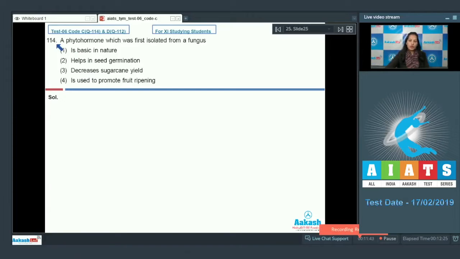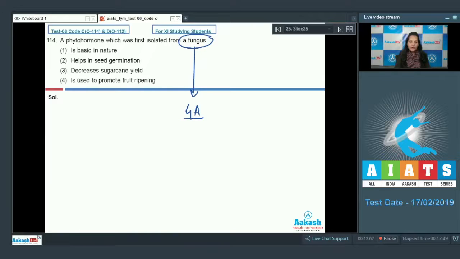Question number 114. A phytohormone which was first isolated from a fungus. First option, is basic in nature. Second, helps in seed germination. Third, decreases sugarcane yield. Fourth, is used to promote fruit ripening. First of all, you have to identify the hormone which was isolated from a fungus. It was gibberellic acid or the gibberellins.